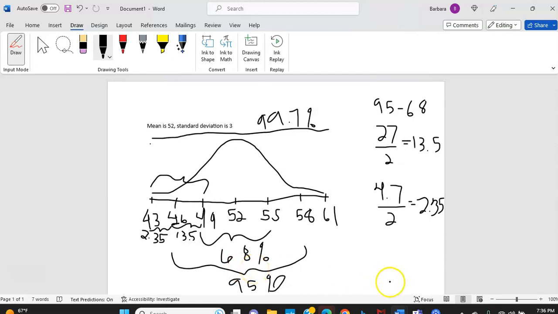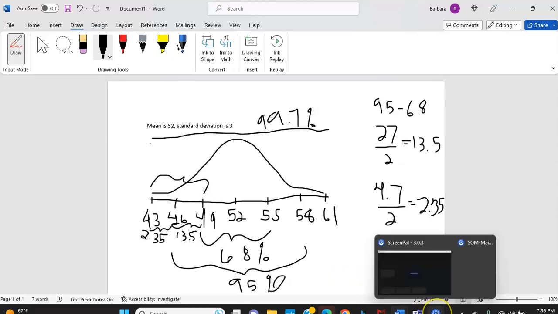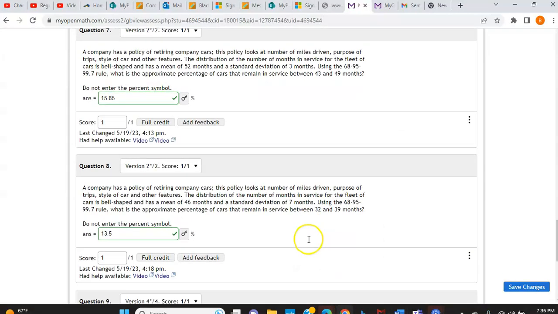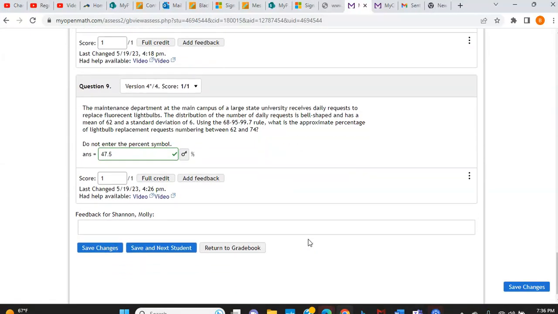All right, so let's go to the second one, and I believe it's the same type. I think it was number 9 that you asked about, so let me pull that up. All right, so same idea. Let's notice we're using our empirical rule again.